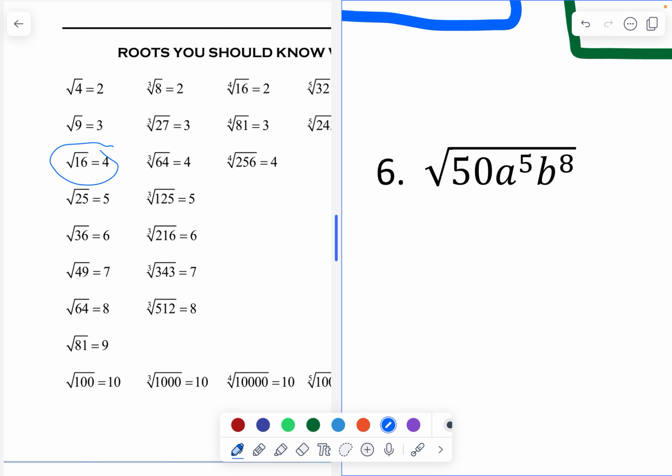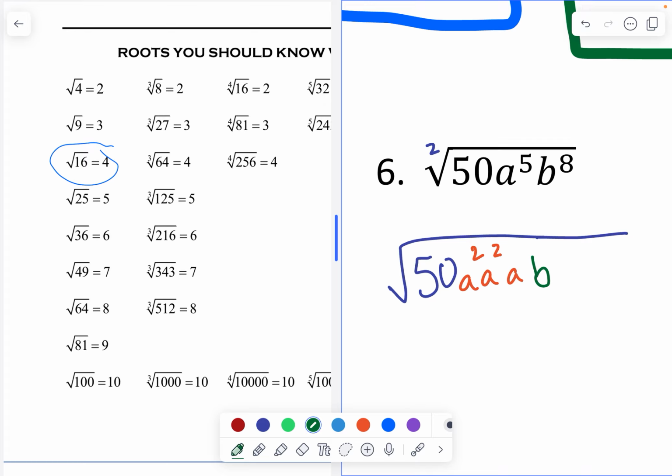So number 6, you have the square root of 50, a to the 5th, b to the 8th. Okay, that's an invisible 2. So again, I'm going to leave the 50 and I'm going to do the a's. So I want to write it with 2's. Okay, so that would be 5, right? 2 of them would be 4, and then 1 left over. And then b to the 8th, I can go b squared. I can do that 4 times.